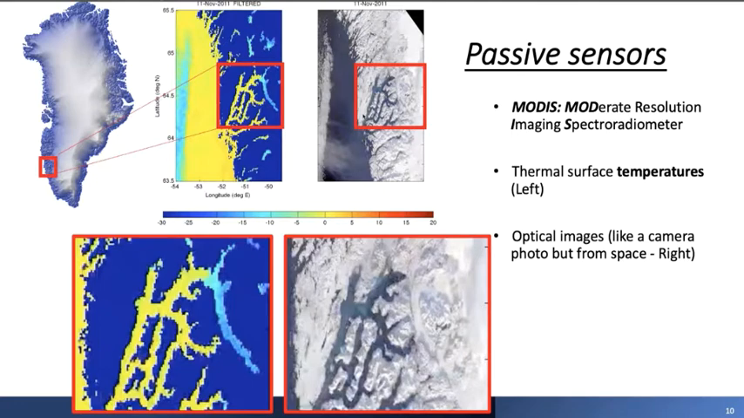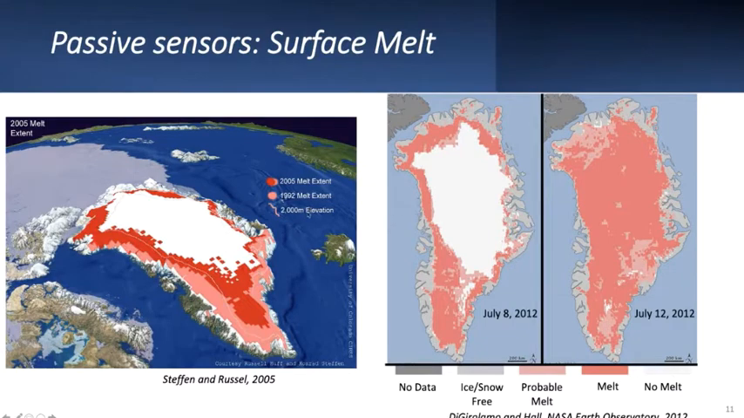Another thing we do is use it to monitor surface melt. This is a very similar sensor, and we're looking at how these changes occur over time. In 1992, this is the Greenland ice sheet, and this pink area indicates regions that were the maximum melt extent. Only the lower part of the ice sheet was melting. The areas near the coast were melting, but all the interior was not melting.